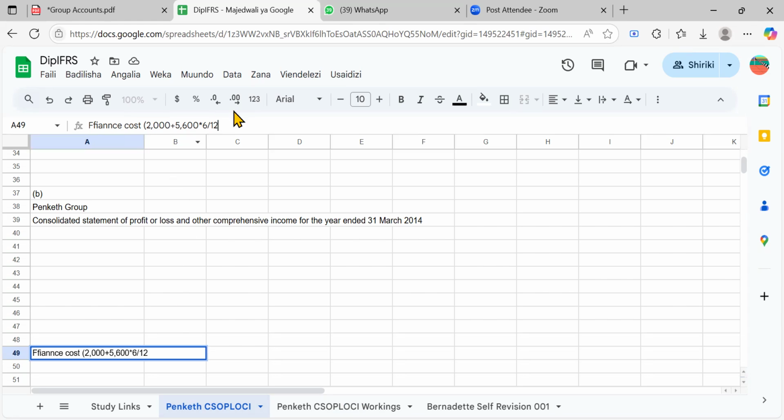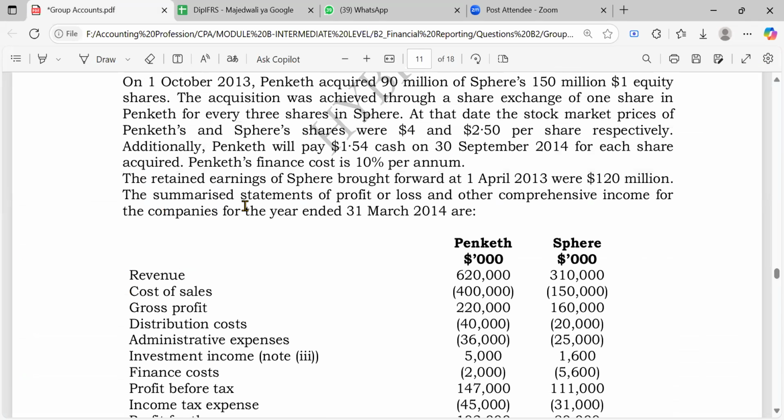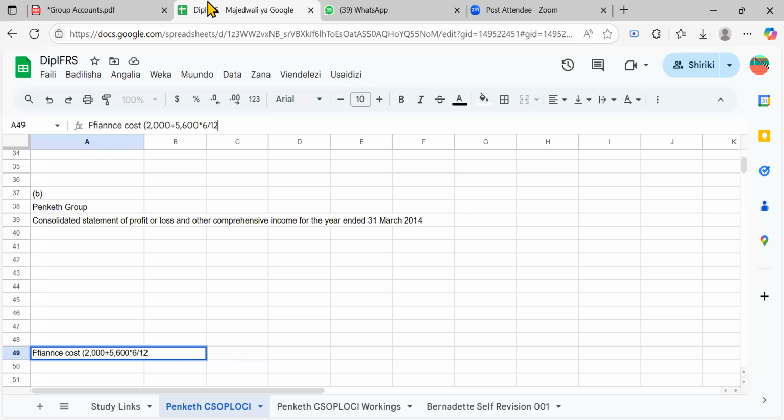So if it's 3 years ago, what will happen? Remember, you have to read here. You are told these are the figures for the year ended. It is only for this year, from 1st April 2013 to 31st March 2014. So if it was 3 years ago, it means all of these results were there when Pencase had already acquired Sphere. So you just add them together in the year. You don't need to apportion. It is not like you multiply that number, right? So after this, you can add that.